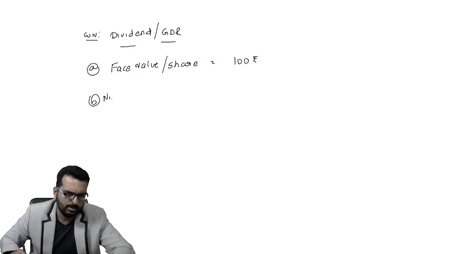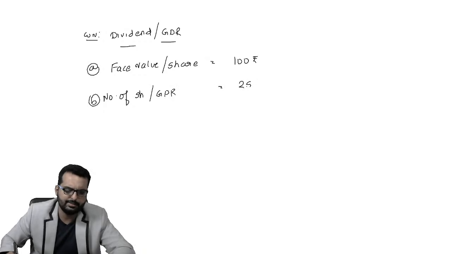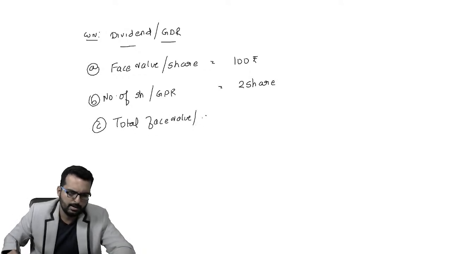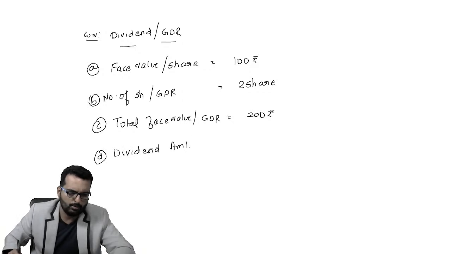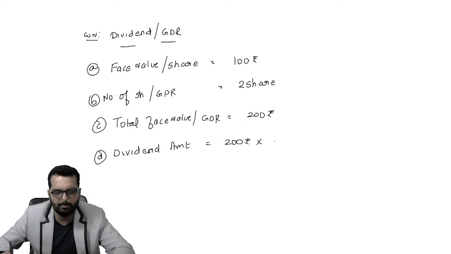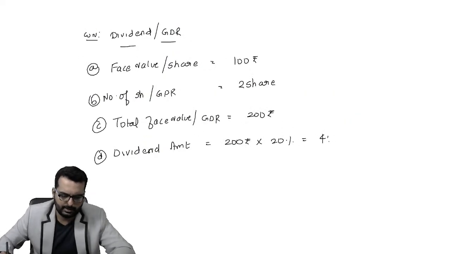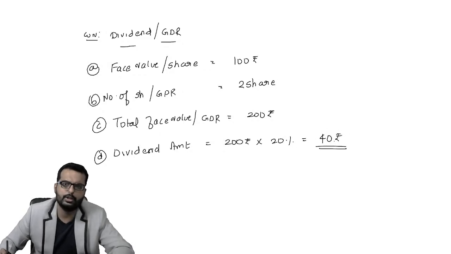So I'll then write down number of shares per GDR. How many shares are there per GDR? 2 shares. All right. So total face value per GDR would be 200 rupees. All right. So the dividend amount will be equal to 200 rupees into how much percentage? 20%. Do you get the answer as 40 rupees over here as dividend? Can you write down this in your books now?